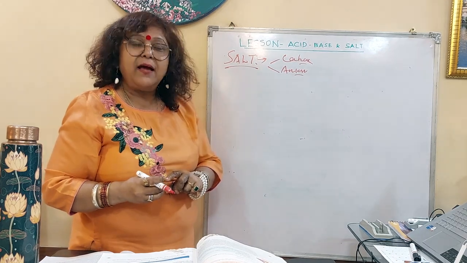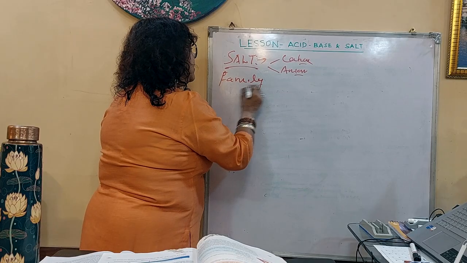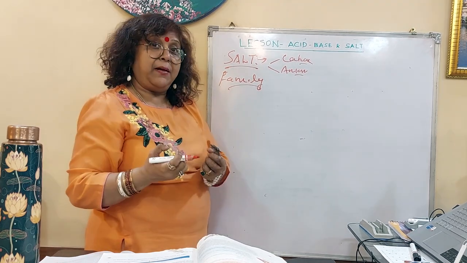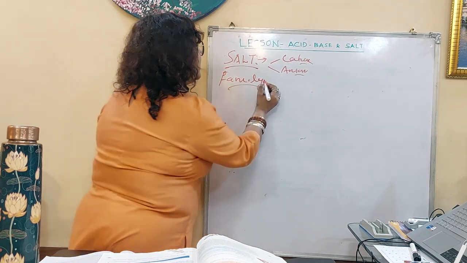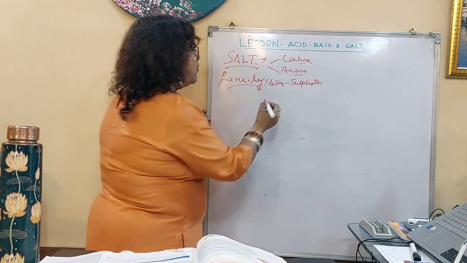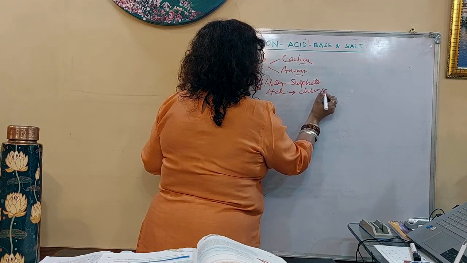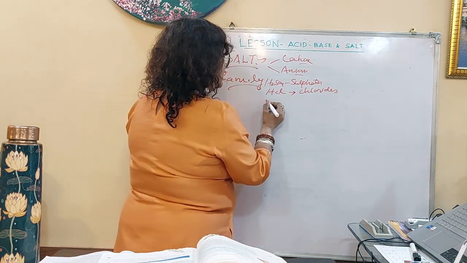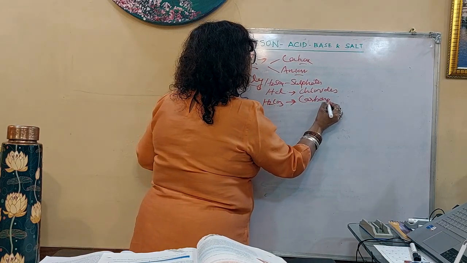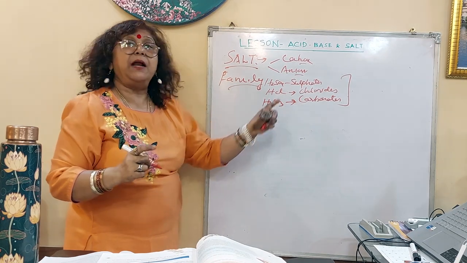Next question is, family of salts. Salts have their own family, like we stay in a family. Which kind of family? The family from which they come. The salts coming from sulfuric acid are called sulfates. The salts coming from hydrochloric acid are called chlorides. The salts coming from carbonic acid, H2CO3, are known as carbonates. You should keep in mind the formulas of some sulfates, some chlorides, some carbonates, the salt families.